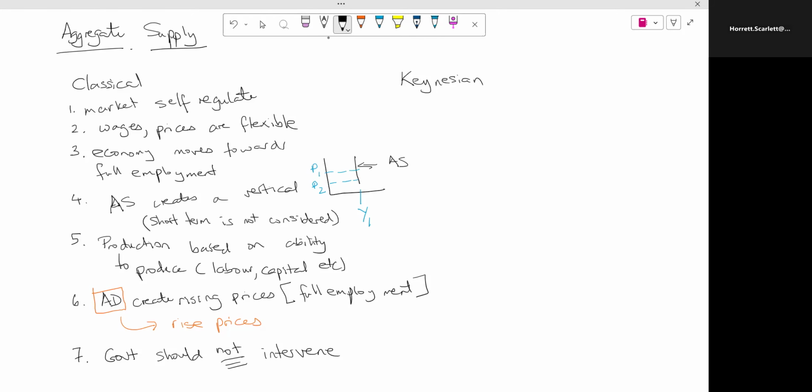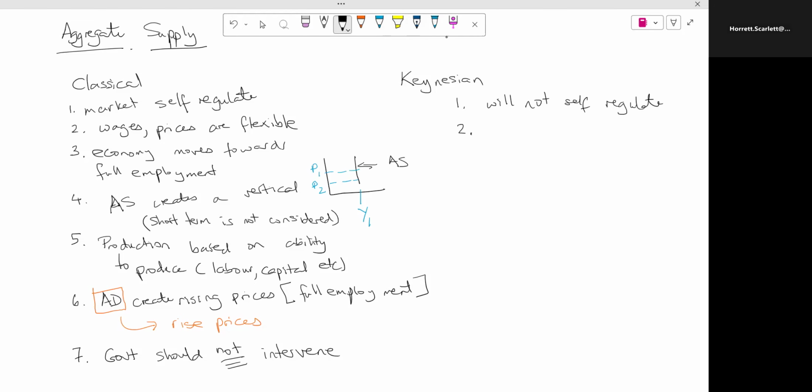And so the Keynesian view contrasts with the classical view, because Keynes believed that markets will not self-regulate. In other words, he's saying that it's naive to believe that if we just leave things to themselves, then they will reach that optimal point.